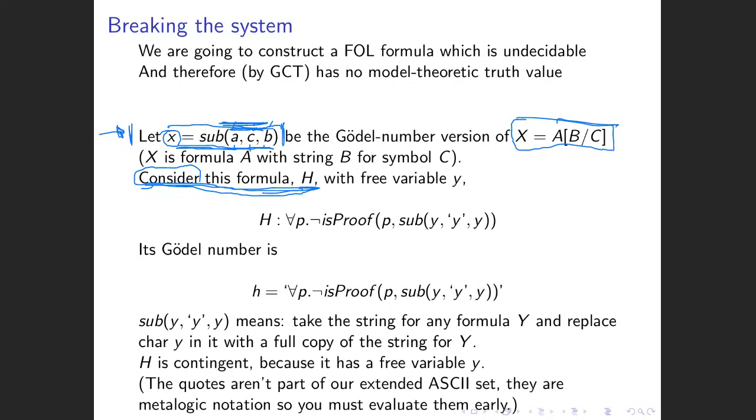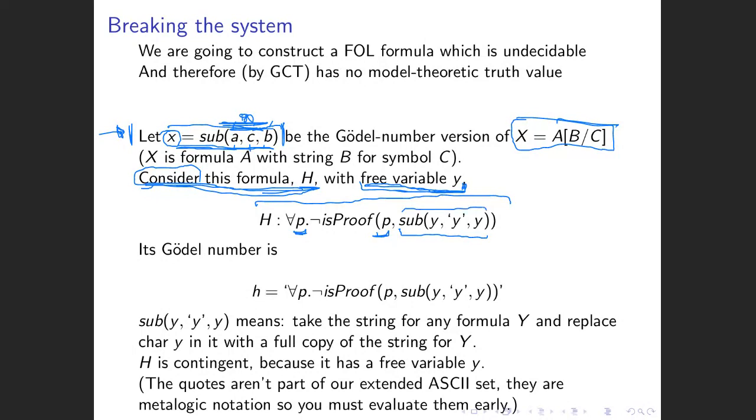I remember we talked about free and bound variables. Formula H has a free variable y. So y is not yet defined. It's just a symbol that can get bound later on. So H says for all p, for all possible proofs, p is not a proof of this thing. Now this is the thing that we're pulling out of thin air, okay? And it's based on the substitution we just defined. What can we say about this?